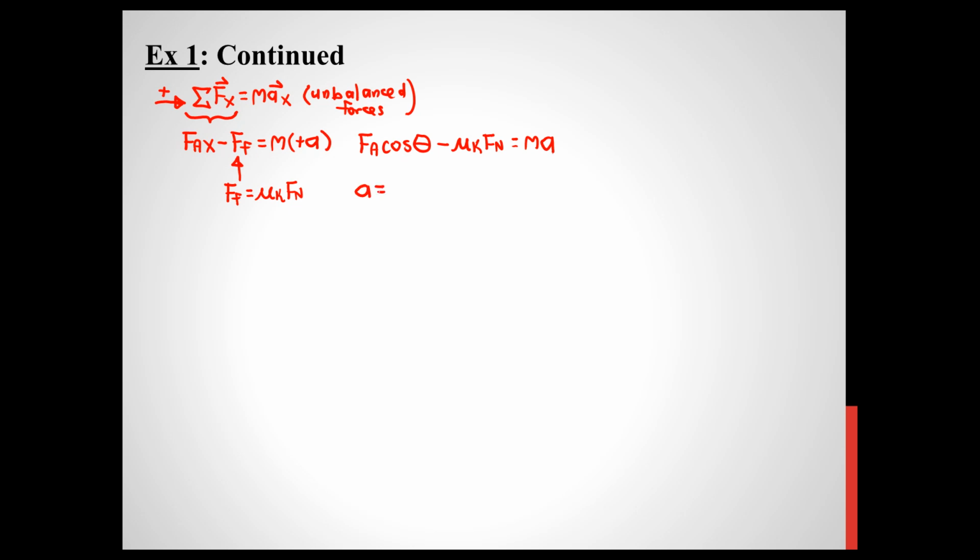So that I have a is equal to Fa cos theta minus mu k Fn. Divide this all by the mass. Let's plug the numbers in now. Fa was 60 newtons times cosine of 30 degrees. Subtract the coefficient of kinetic friction, which is 0.20.